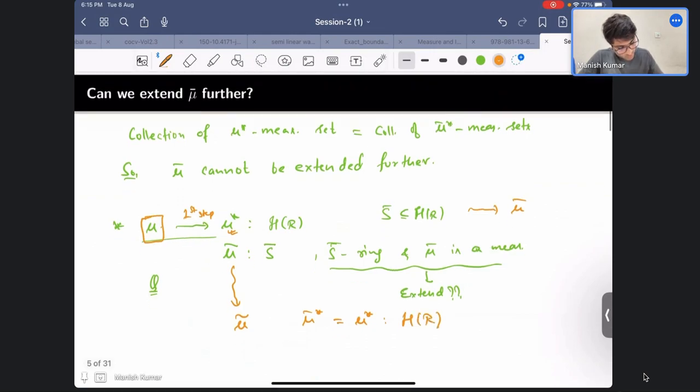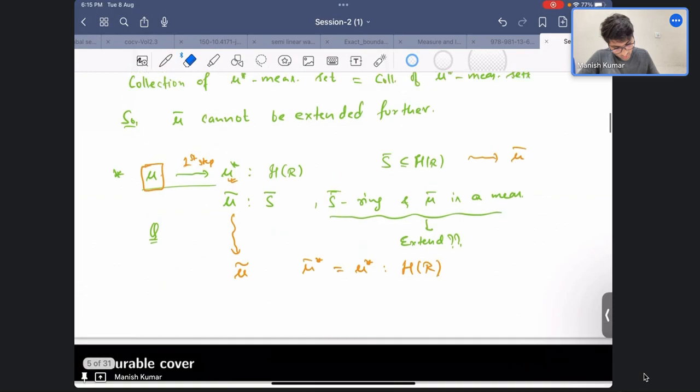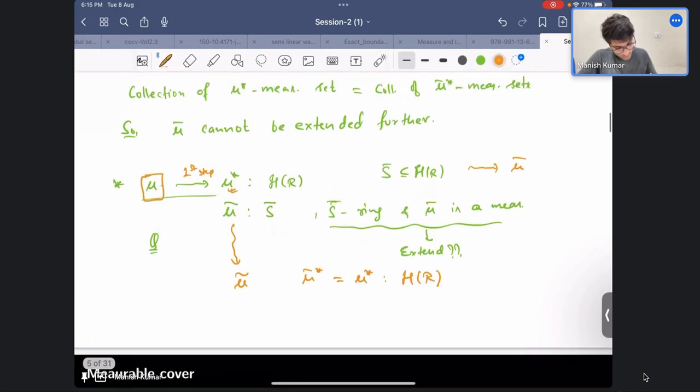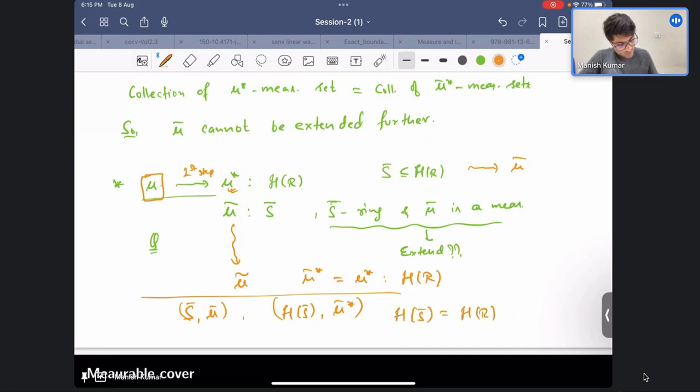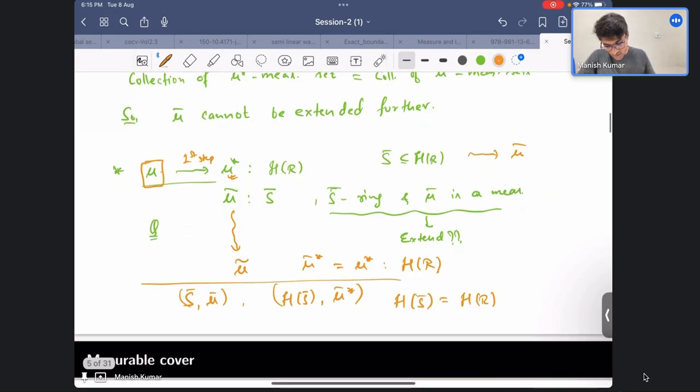So actually, I think I understood your problem. I understood the difference. You are saying that now we are starting with S bar and mu bar, right? So the extension H of S bar and mu bar star should be the ideal thing, right? Yes, sir. But you see, H of S bar is equal to H of R, because... can you guess why this is true?